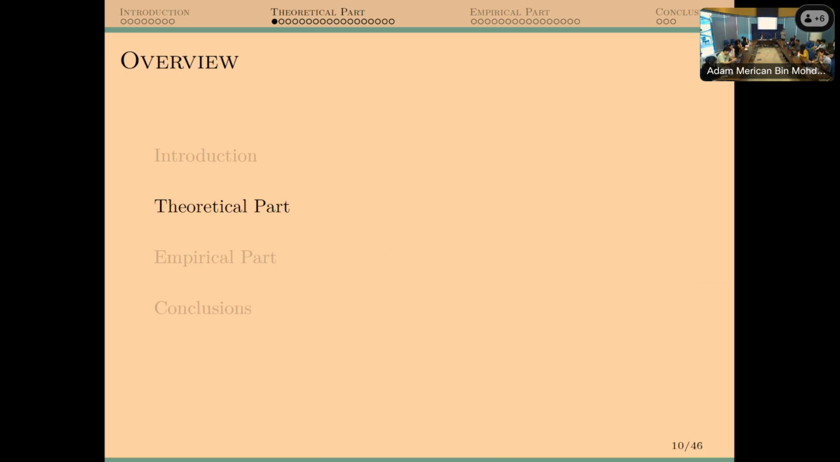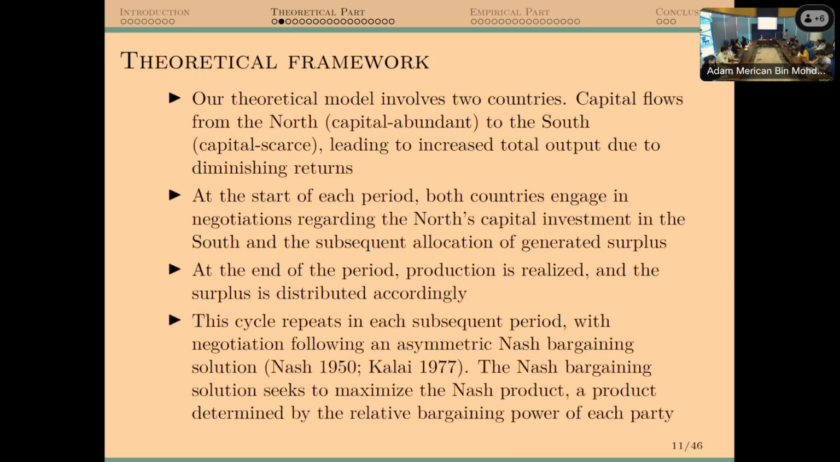It's a Nash bargaining model, so you will see the theoretical part of the model. The model consists of two countries, the South country and the North country, leading to an increase in the total output due to the diminishing returns. We have starting periods and ending periods. For the starting period, both countries negotiate two things, as I illustrated before. One is how much you invest in another country, and the second is how you're going to allocate the surplus created by the FDI.